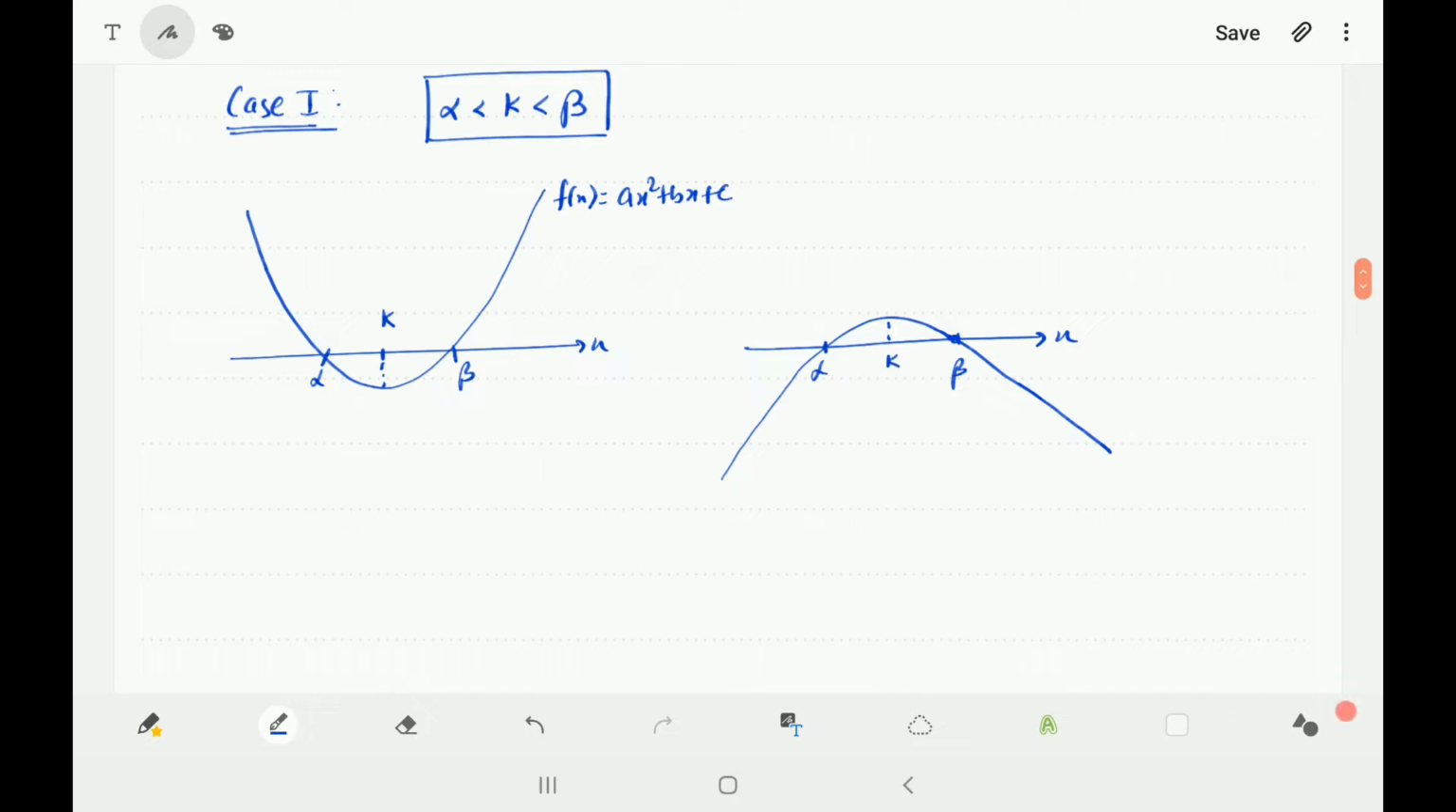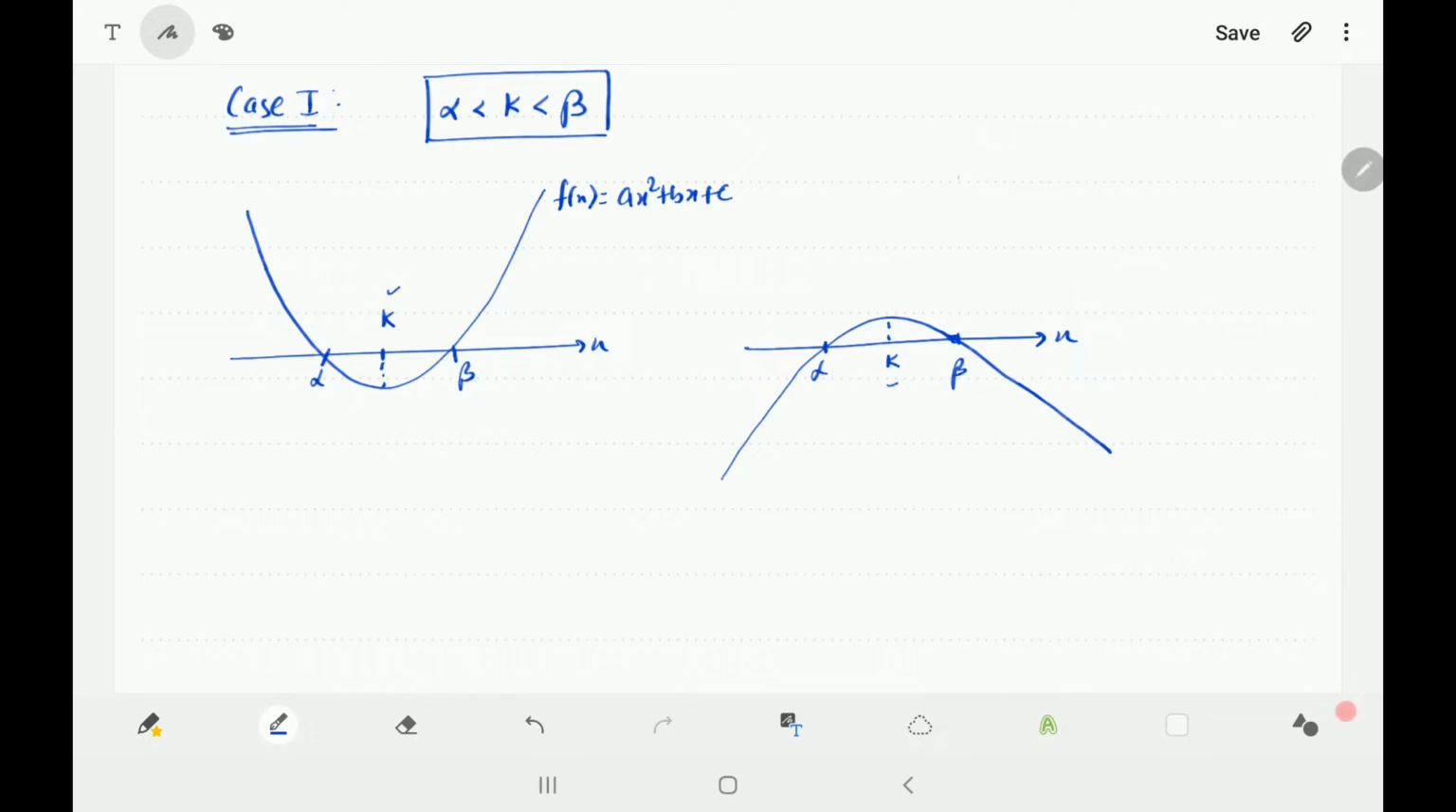Now, let's look at case 1, in which the number k is between the roots. If the number k is between the roots, the parabola can be drawn in two ways like this. Because k is between the roots, in this case the parabola is upward and k is between alpha and beta. We have already considered that alpha is less than beta. In this case, the parabola is downward and k is again between the roots. Now we have to find the condition which is applicable for every quadratic polynomial, so that's why I have drawn the two parabolas.